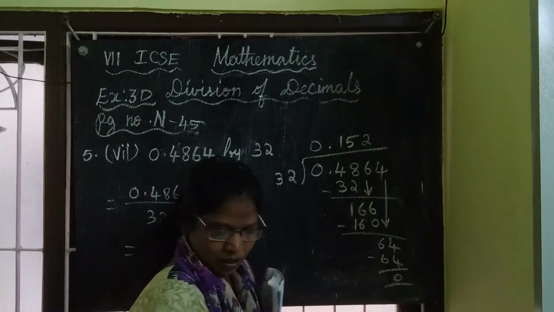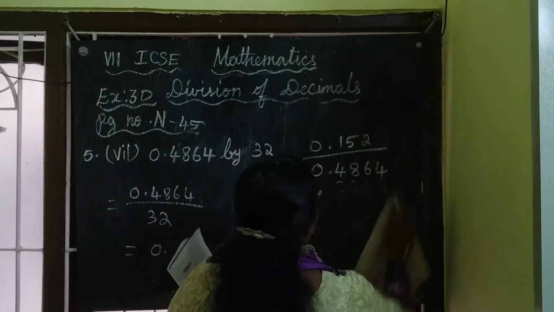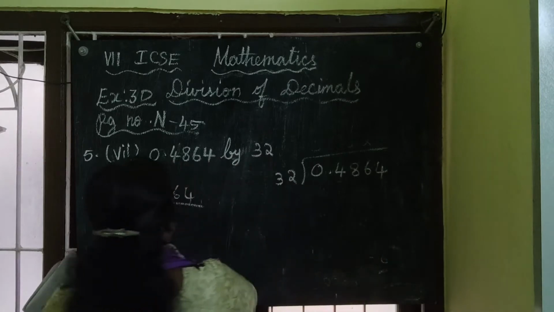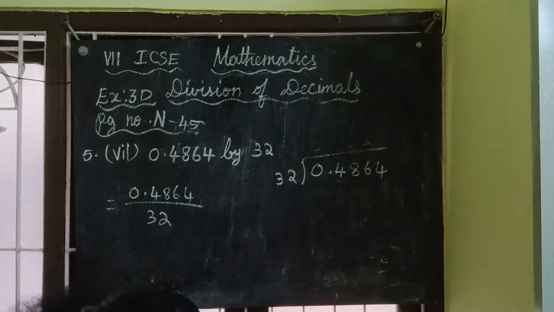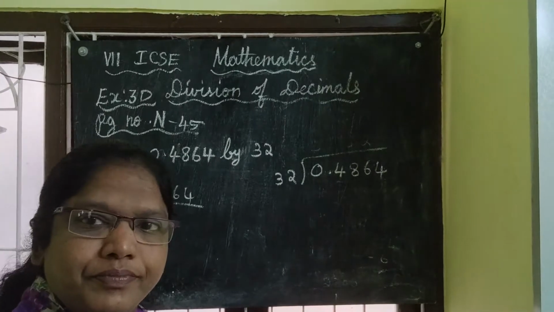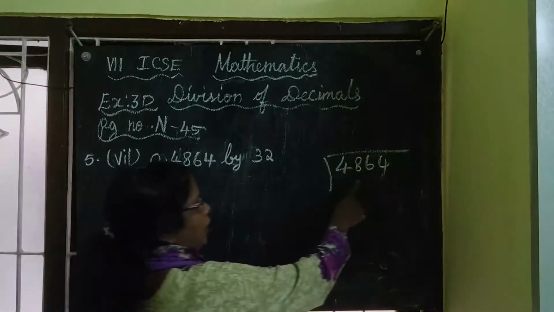Okay. Listen. Let me teach this part once again. Those who didn't understand, you see again. Don't get confused with the division. Once again you see. Okay, listen carefully. You take out the decimal, take only the number.